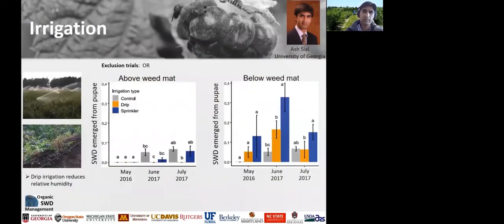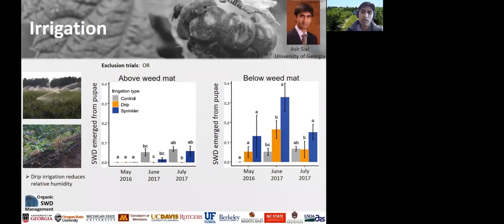Next, please. So irrigation is another factor that we can manipulate to actually affect SWD populations in the field. For example, there are two main types of irrigation. One is drip irrigation, and the other is overhead sprinkler irrigation system. And we compared both systems. The relative humidity was lower in the field when drip irrigation was used.